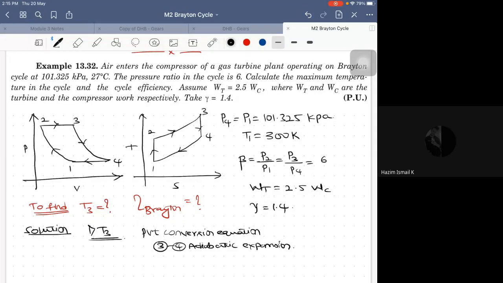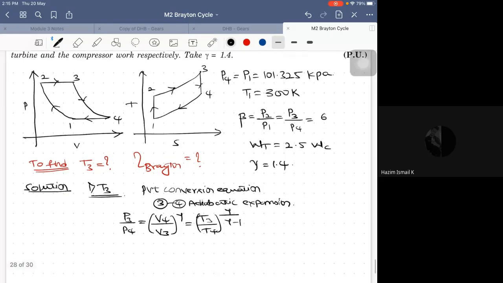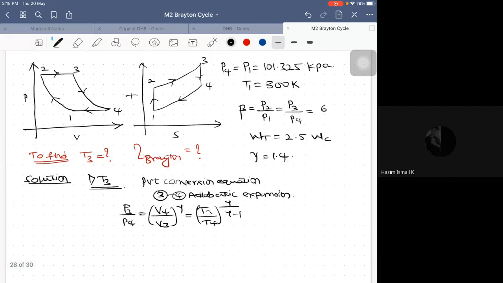If you apply the PVT conversion equation, it says P3 by P4 is equal to V4 by V3 whole to the power of gamma, that is equal to T3 by T4 whole to the power of gamma divided by gamma minus 1. Now, P3 by P4 is nothing but the value of beta, which is equal to 6.